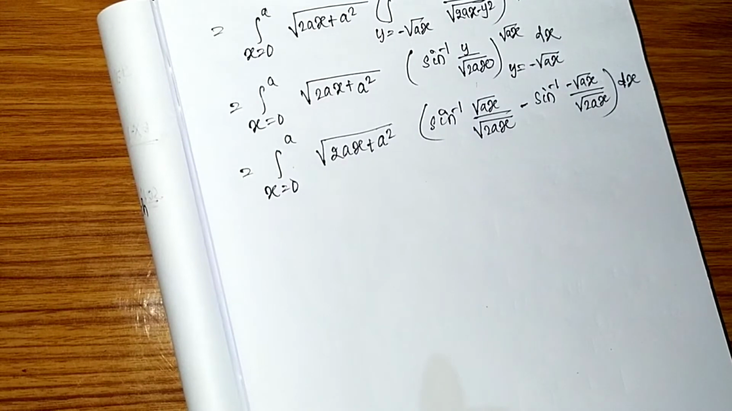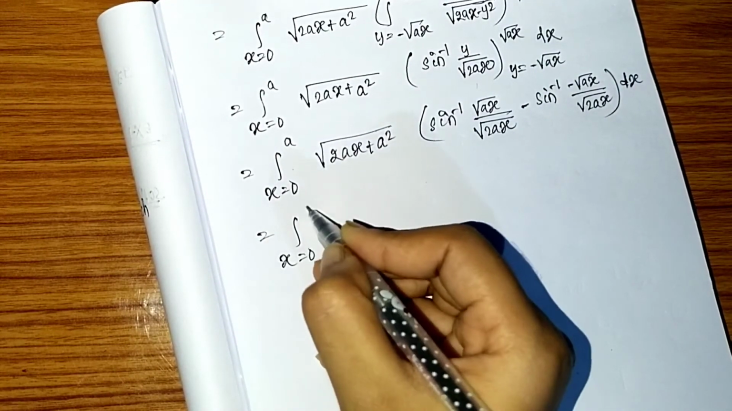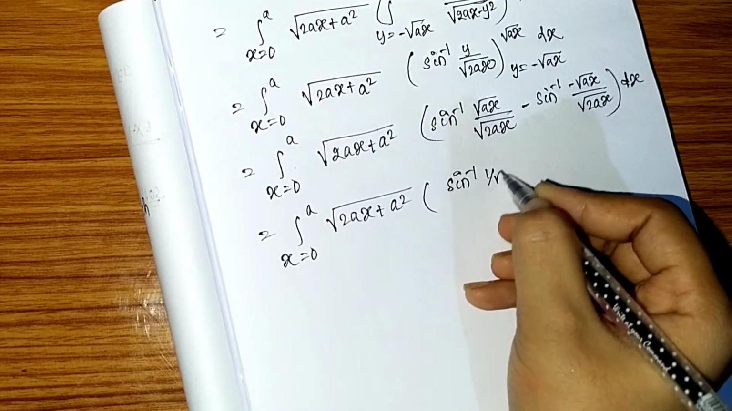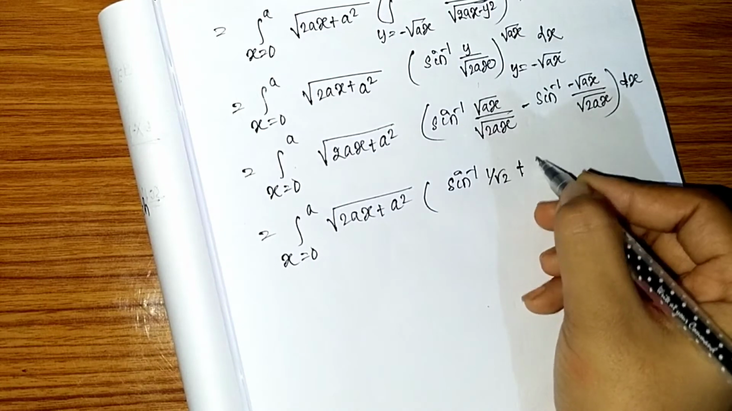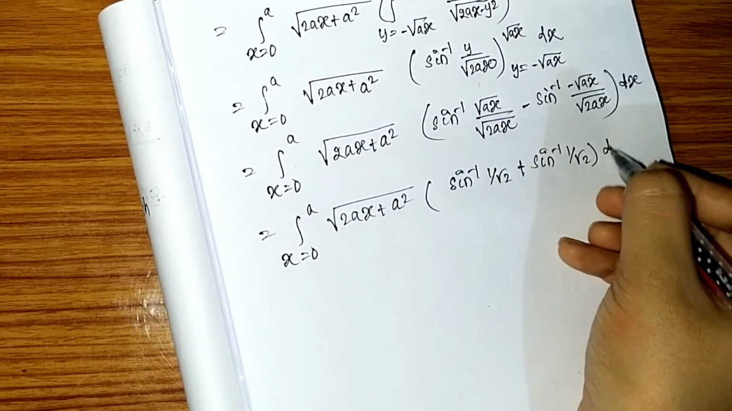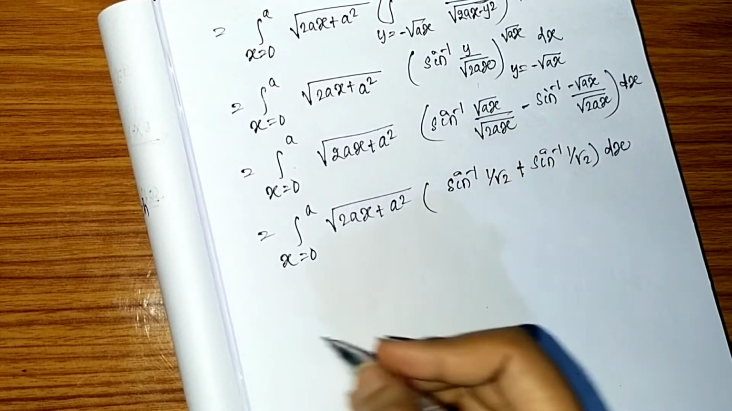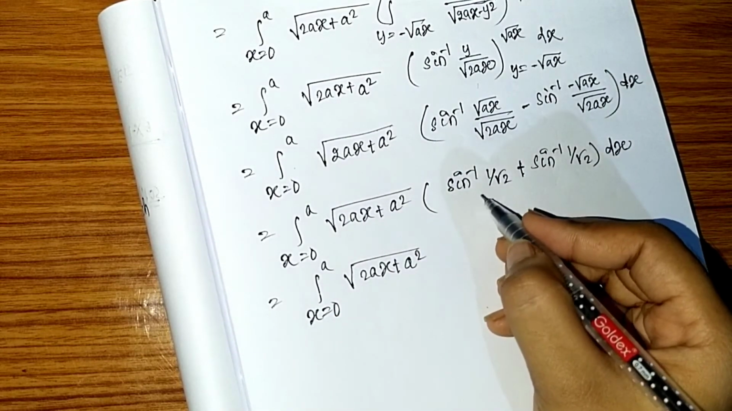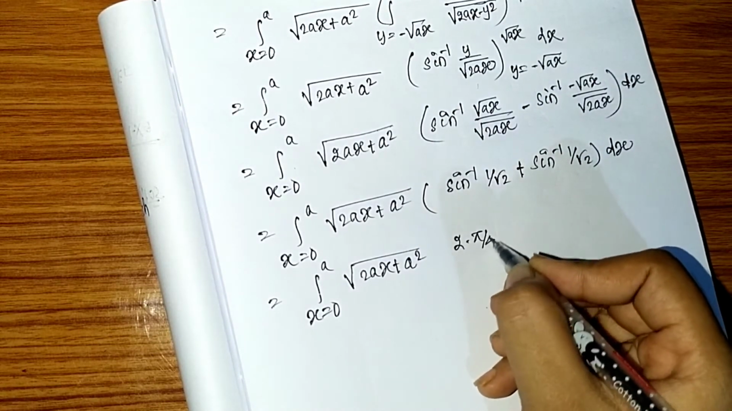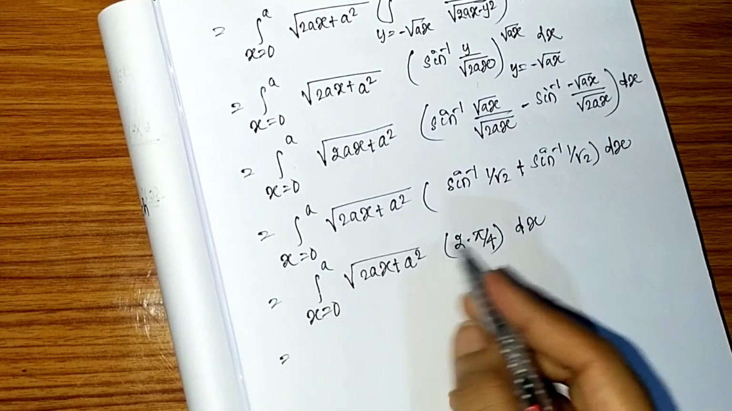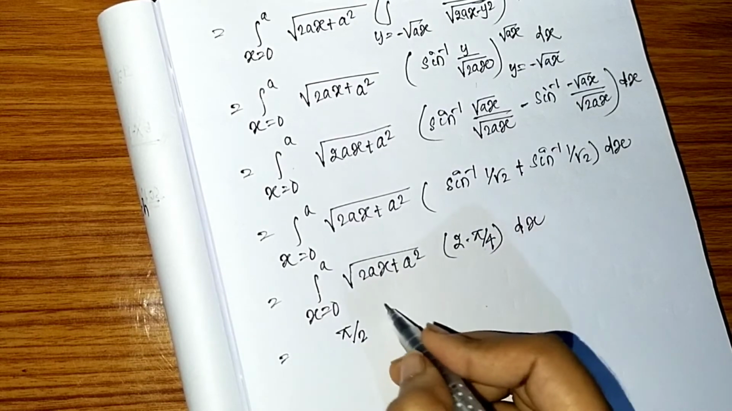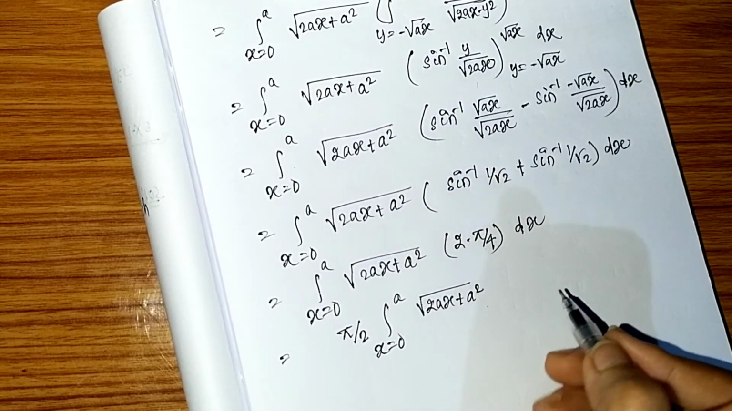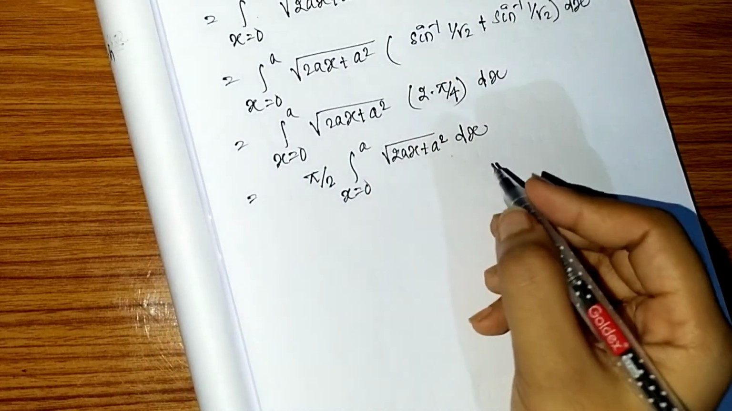Then that is equal to x from 0 to a, root of 2ax plus a square, into sine inverse of 1 by root 2 plus sine inverse of 1 by root 2, that is 2 into sine inverse of 1 by root 2. This is pi by 4 plus pi by 4, so 2 into pi by 4, dx. So this goes outside, that is pi by 2, and the integration is x from 0 to a of root of 2ax plus a square, dx. Now we see how to integrate this.